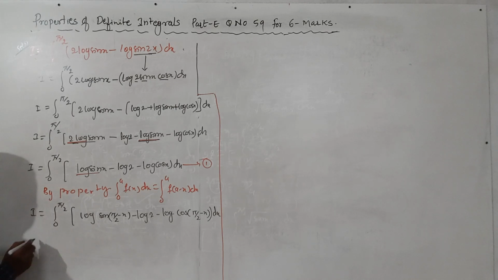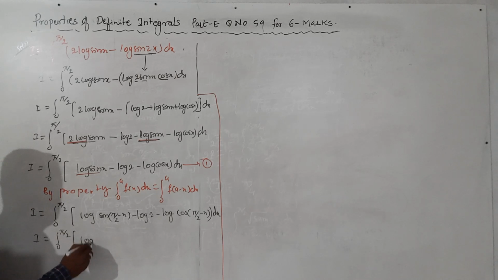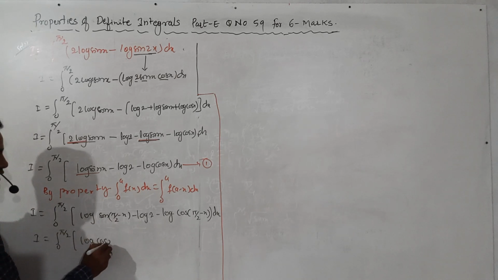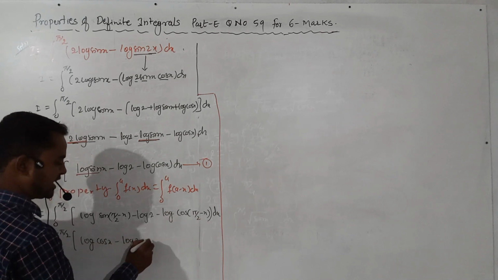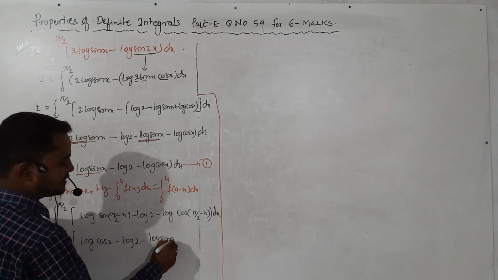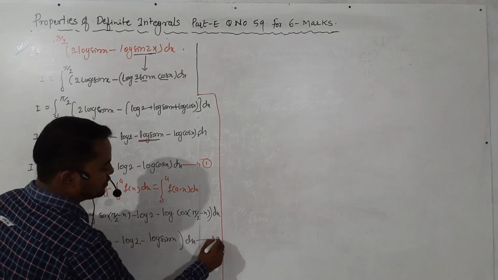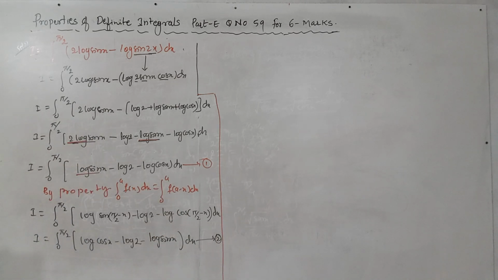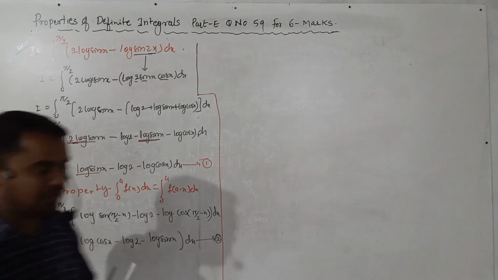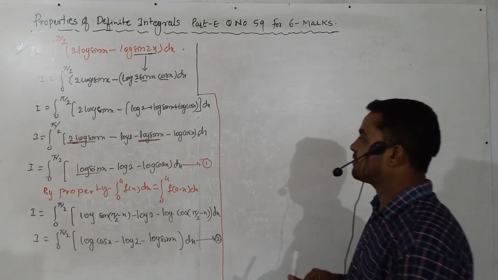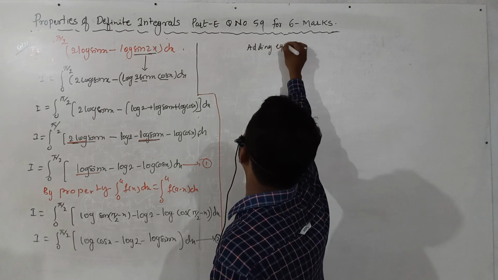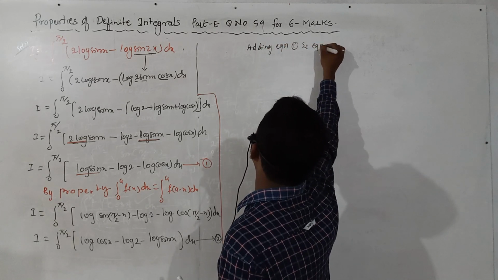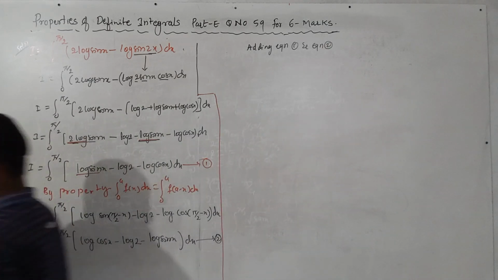Now I is equal to integral 0 to 5 by 2 of log sin 90 minus x, which is log cos x, minus log 2 minus log cos 90 minus x, which is log sin x, dx. This is equation 2. Now adding equation 1 and 2.